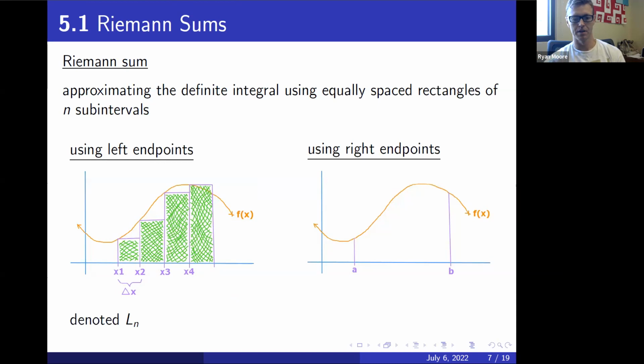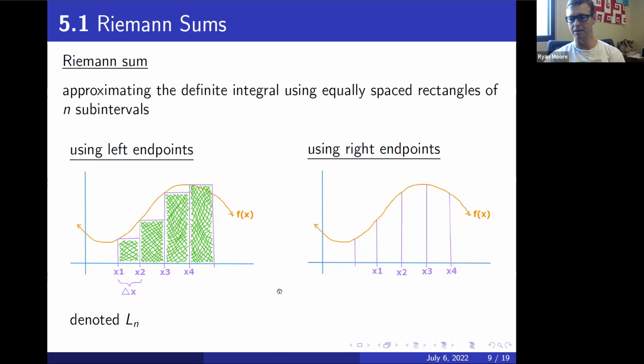Okay. If we were to find a Riemann sum using left endpoints, we would call the sum of those areas, it'd be denoted L sub n. Here we used 4 subintervals, so we'd say L sub 4, left endpoints with 4 subintervals. Okay, examples will come in a moment. How about the right endpoints?